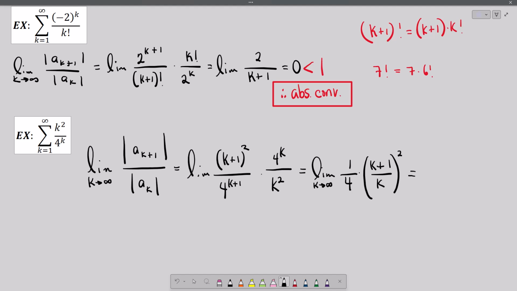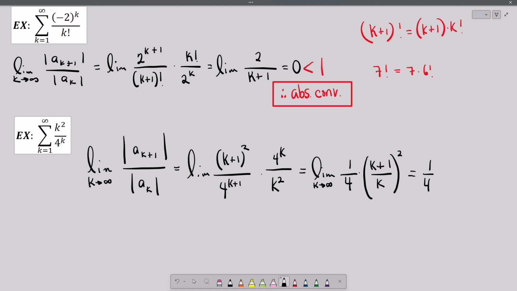So what happens in here? That just becomes 1. If you push the limit inside, the squaring function is a continuous function, so the limit can go inside those parentheses, and the limit of k plus 1 over k is 1, because the powers of k match. We look at the ratio of leading coefficients, or you could use L'Hopital's rule, or you could divide by k. So the limit of this is 1, and 1 to the 2 is not indeterminate. 1 to the infinity is indeterminate, but 1 to the 2 is just 1. 1 times a quarter is a quarter, so we get 1/4.